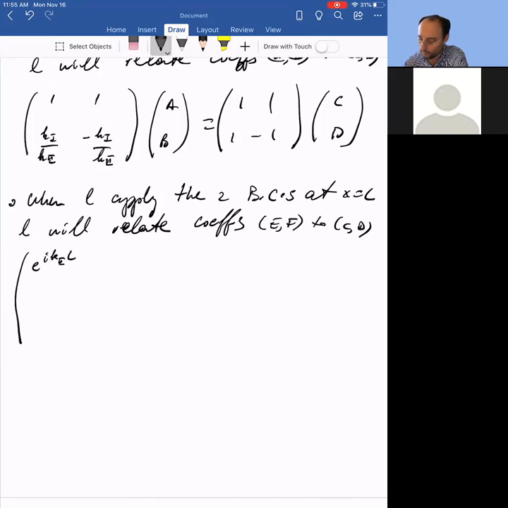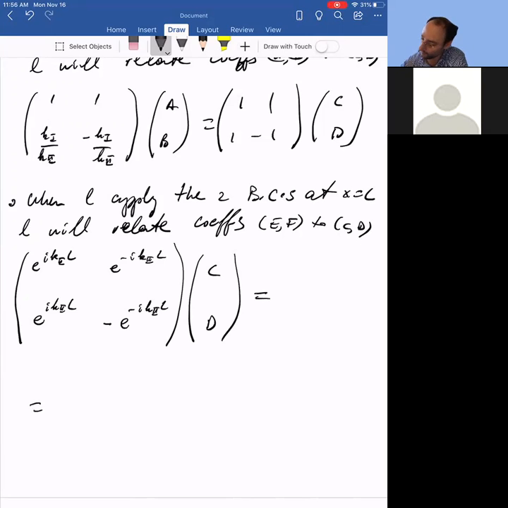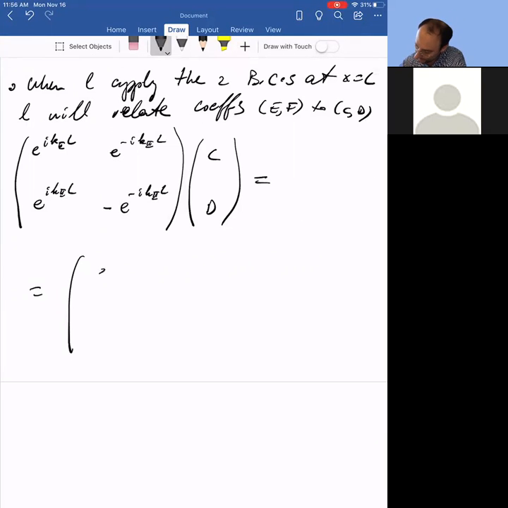k2 L. So it's a 4 by 4 matrix: e to the minus i k2 L, e to the i k2 L, minus e to the minus i k2 L. This matrix acting on C and D equals another matrix: e to the i k1 L, e to the minus i k1 L, k1 over k2. So yes, I know, right? It gets quite technical.